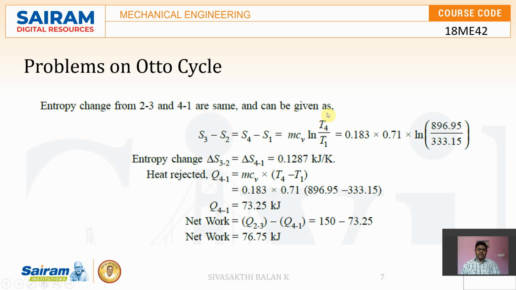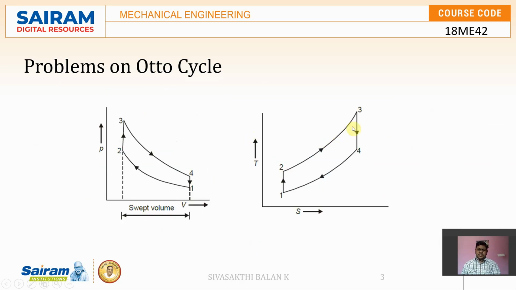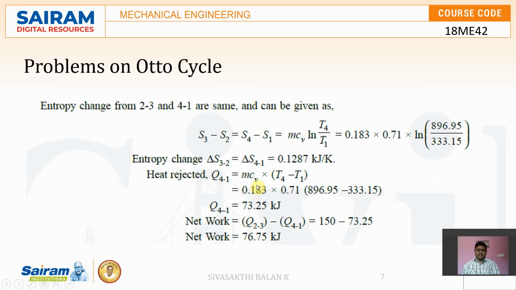and if you see here, 2 to 3 and 4 to 1 both take place between S3 and S2. So these two are assumed to be the same. So S3 minus S2 is equal to S4 minus S1. We know the relationship for change in entropy from our basic thermodynamics class: m Cv ln of T4 divided by T1. Substitute all the values, we can easily find the change in entropy, that is 0.1287 kilojoules per kilogram per degree Kelvin.